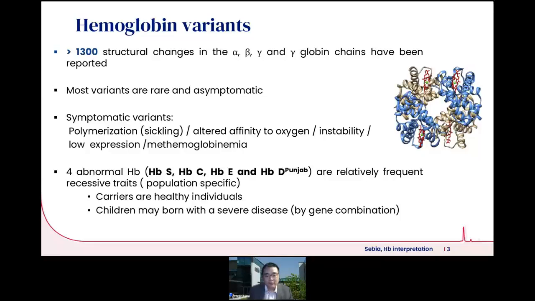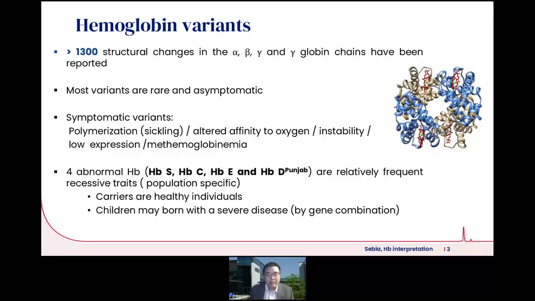For symptomatic variants, most likely the mutation that happens to the globin chain causes chemical issues like polymerization, or we call it sickling, or it alters the binding affinity of oxygen to the globin chain, or it affects the stability of the globin, causing it not to be so soluble, for example, reducing the expression of the globin. And in some instances, like methemoglobinemia, they affect the oxidation state of the iron.